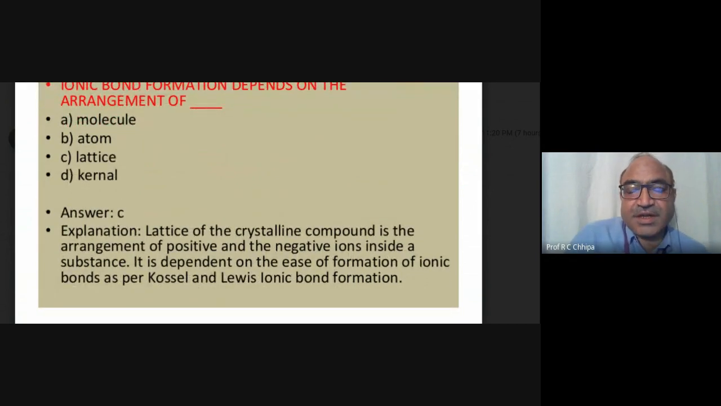One more thing is there. These ionic compounds are stable, and the crystalline structure itself is there. In the case of sodium chloride, we get crystals of salt, the table salt, namak. That is because of the crystalline lattice itself. Positive and negative charges are inside the substance, and this depends on the formation of the ionic bond as per Kossel and Lewis.